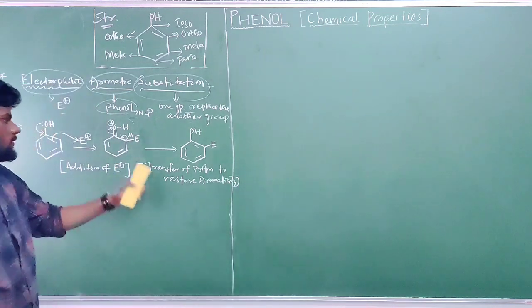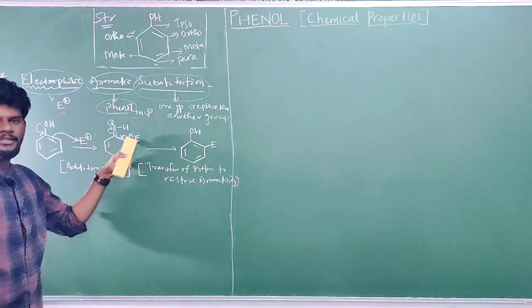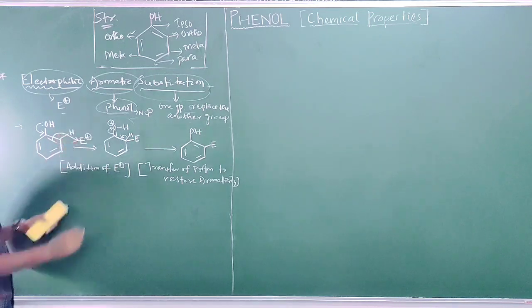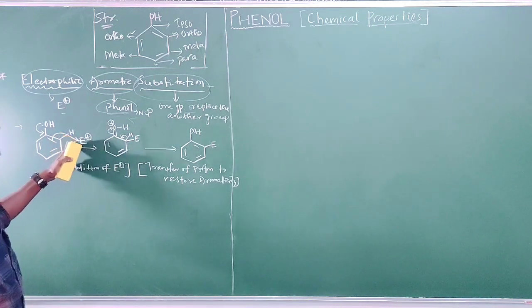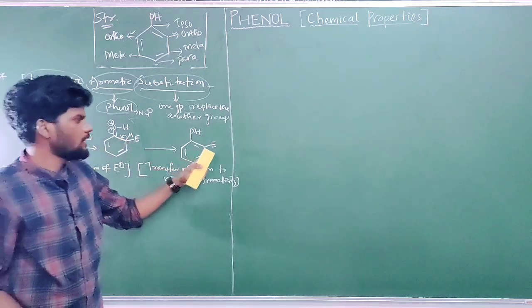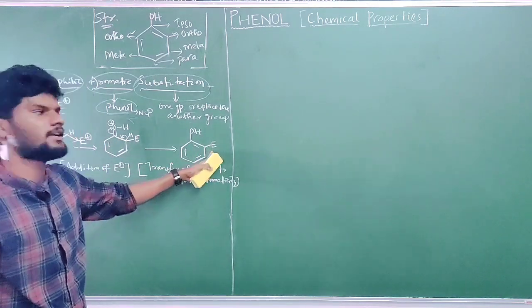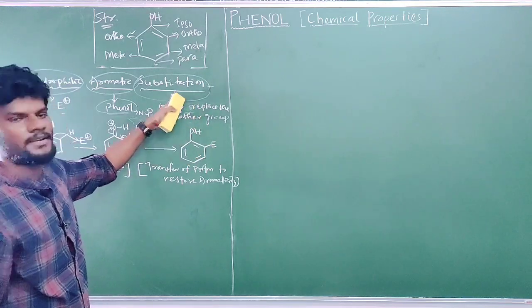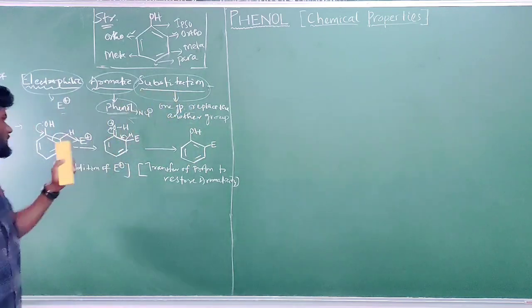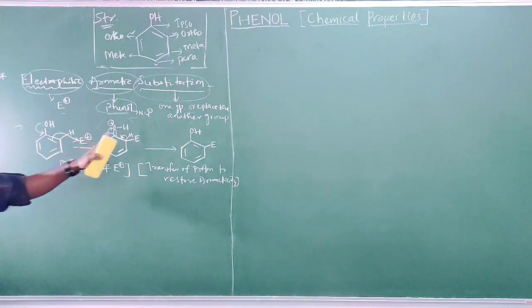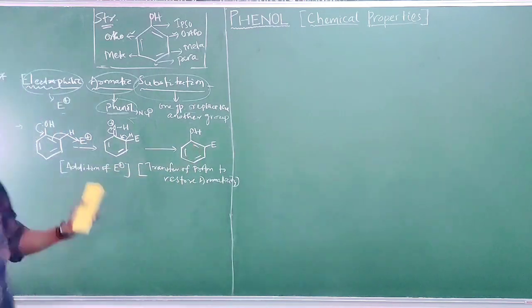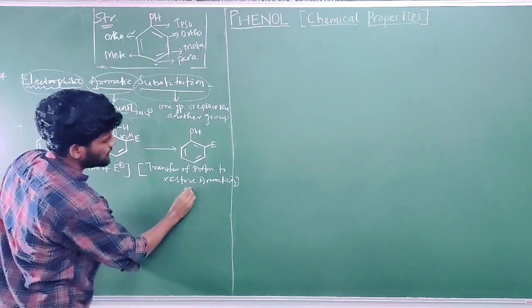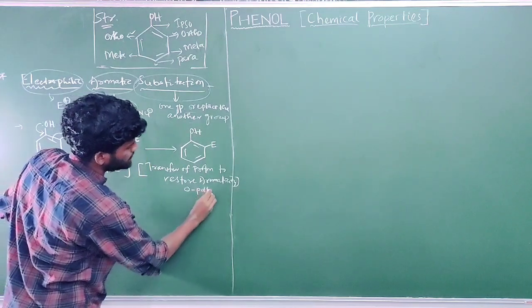Here you can see the hydrogen which was present before at the ortho position is now replaced by the electrophile. That is why one group is replaced by another group, and why it is called a substitution reaction. There is an aromatic ring, there is an electrophile, and there is substitution: electrophilic aromatic substitution. This product is known as the ortho product, you can write O product.